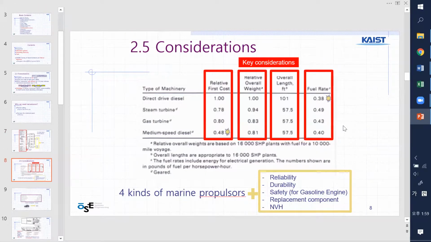And machinery: direct drive diesel, steam turbine, gas turbine, medium speed diesel. There are four popular engine types, and for the economy of them, the relative first cost is highest in direct drive diesel, because it is big, so highest value.